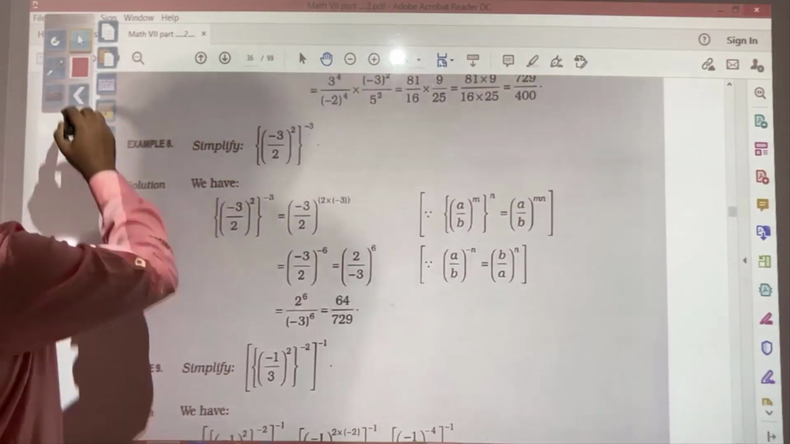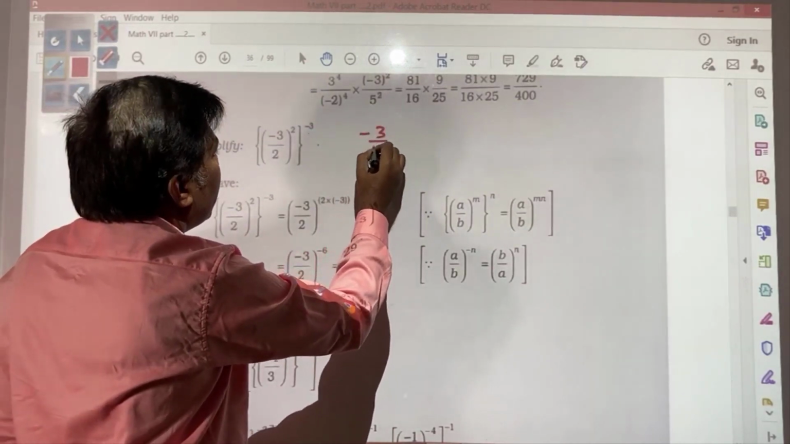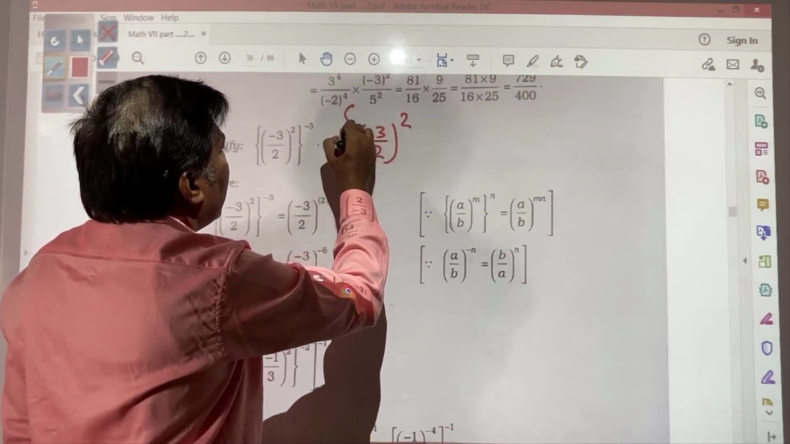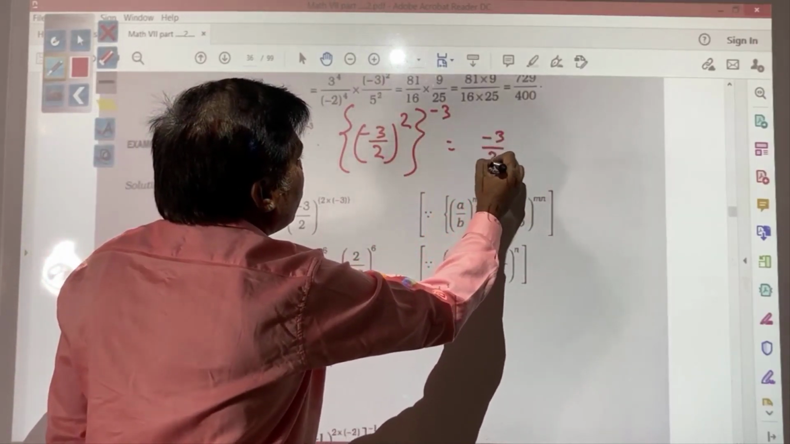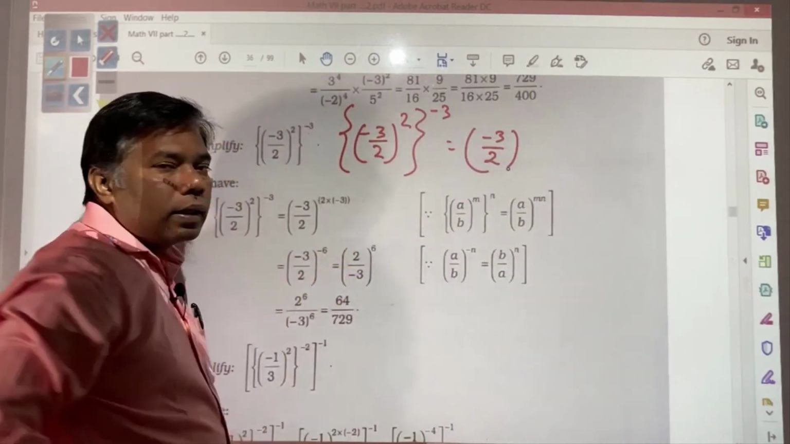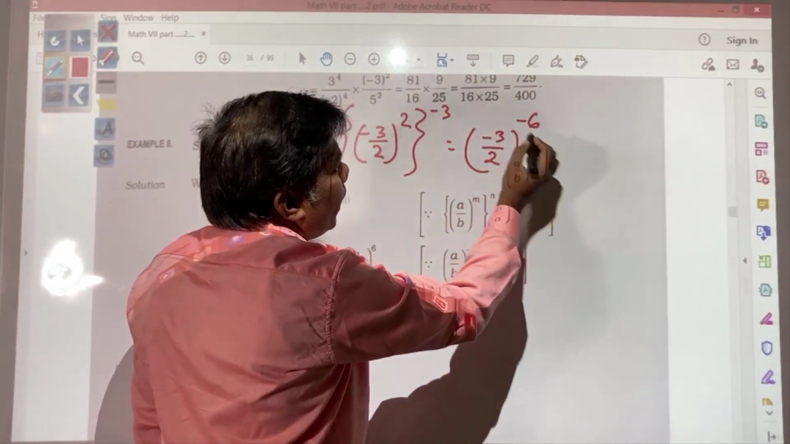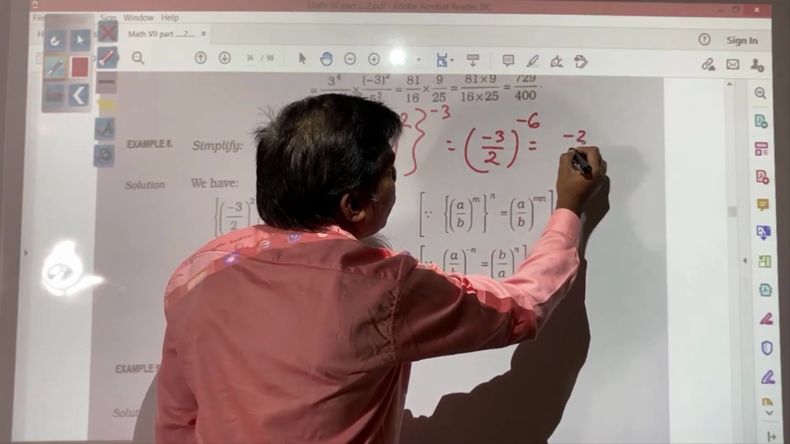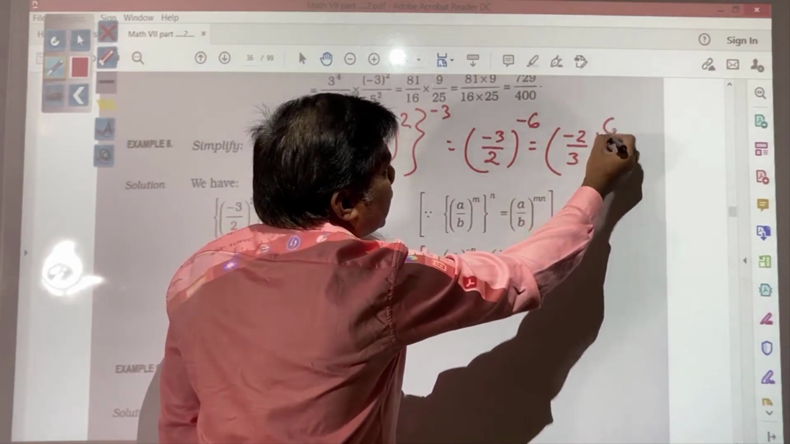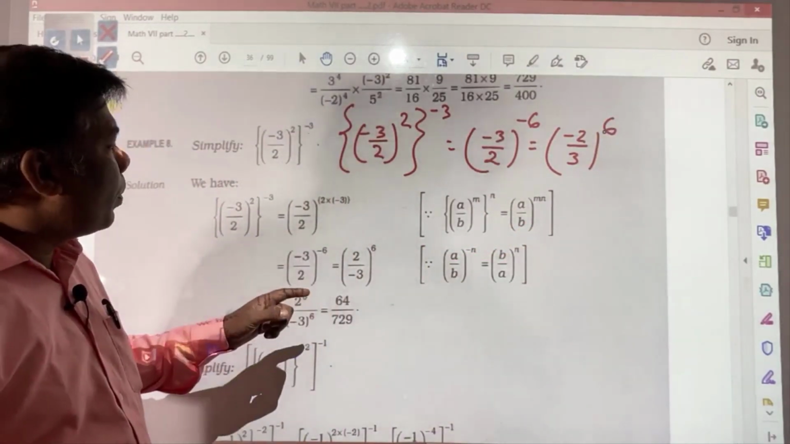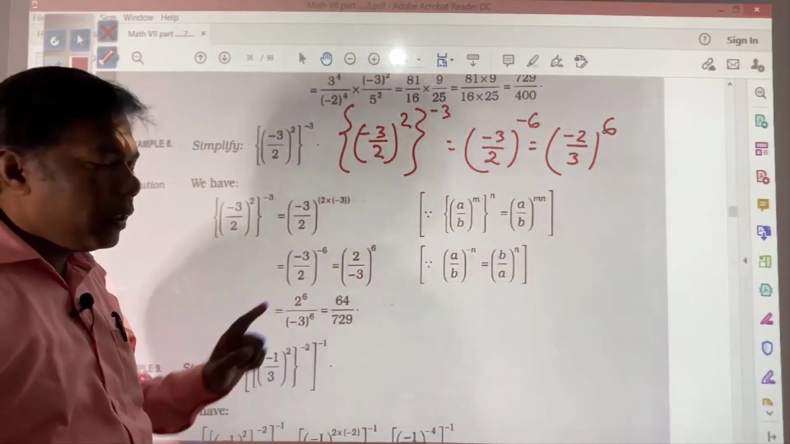Then you see example 8. Here you have, suppose, [(-3/2)^2]^(-3). It means (-3/2)^(2 into -3), and 2 into -3 will be -6. Here you have a minus, so this will be (-2/3)^6, the inverse of this we have written, and the power 6. Now (-2)^6 you find out, that is 64. 3^6 you find out, that is 729.